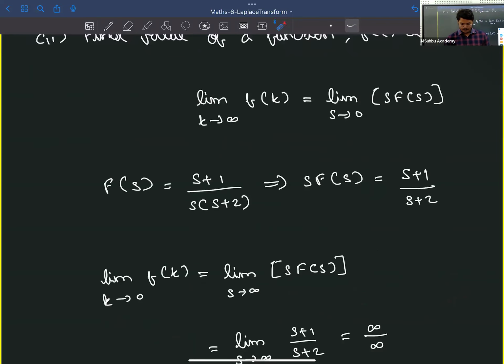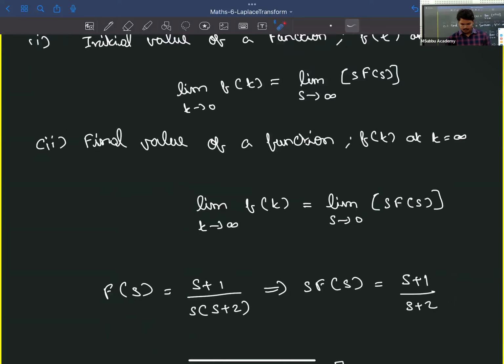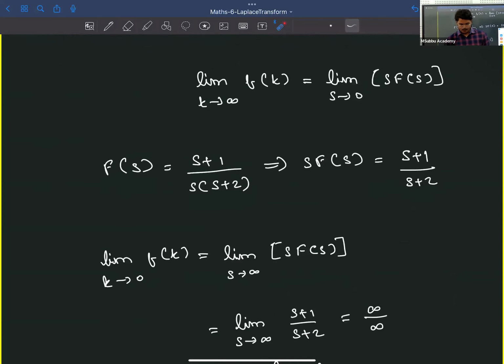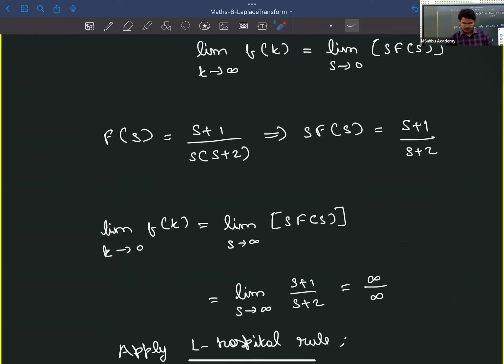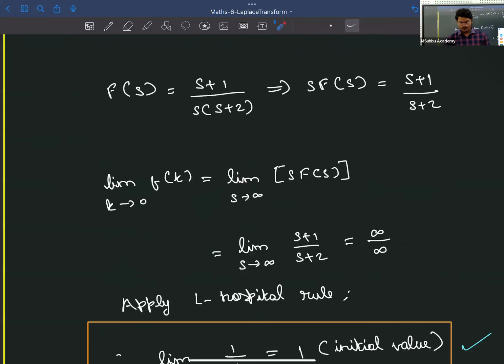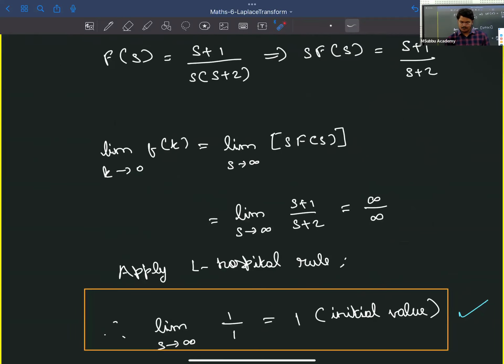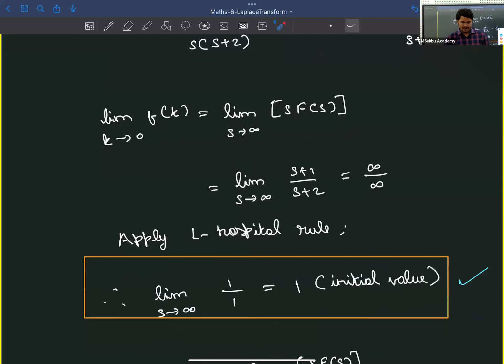So limit t tends to 0 f of t is limit s tends to infinity s into f of s. So when s tends to infinity, we have infinity by infinity, so you have to do L'Hospital rule. When you do L'Hospital rule, differentiating the numerator and denominator separately, you get directly 1 and 1. That's all. So the initial value is 1.